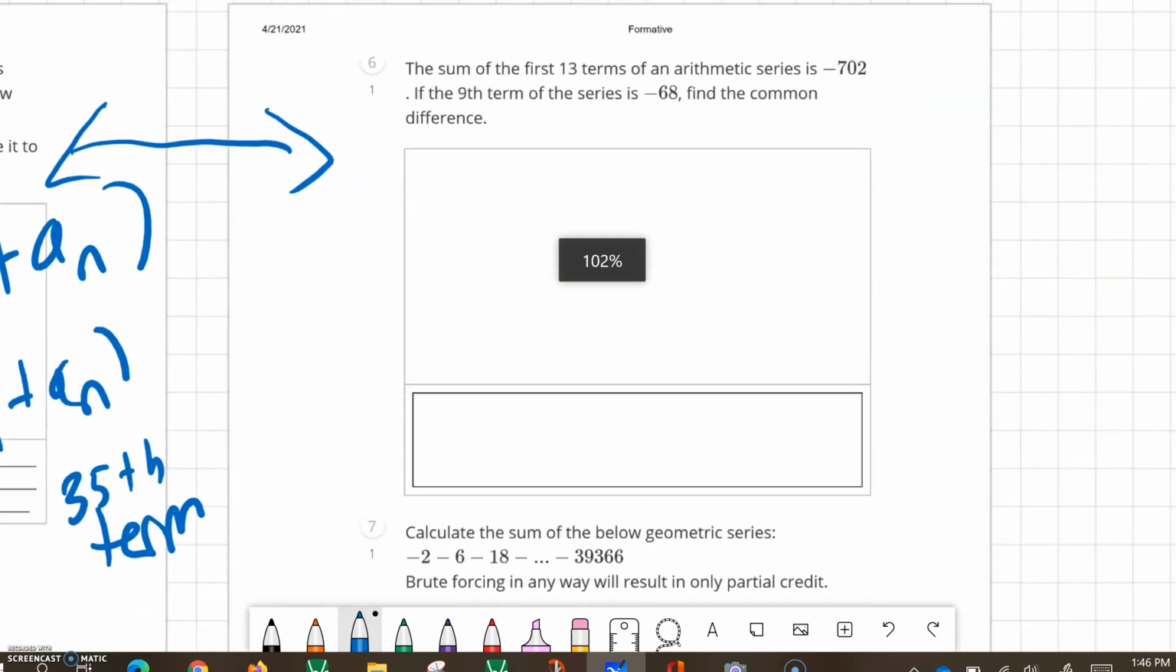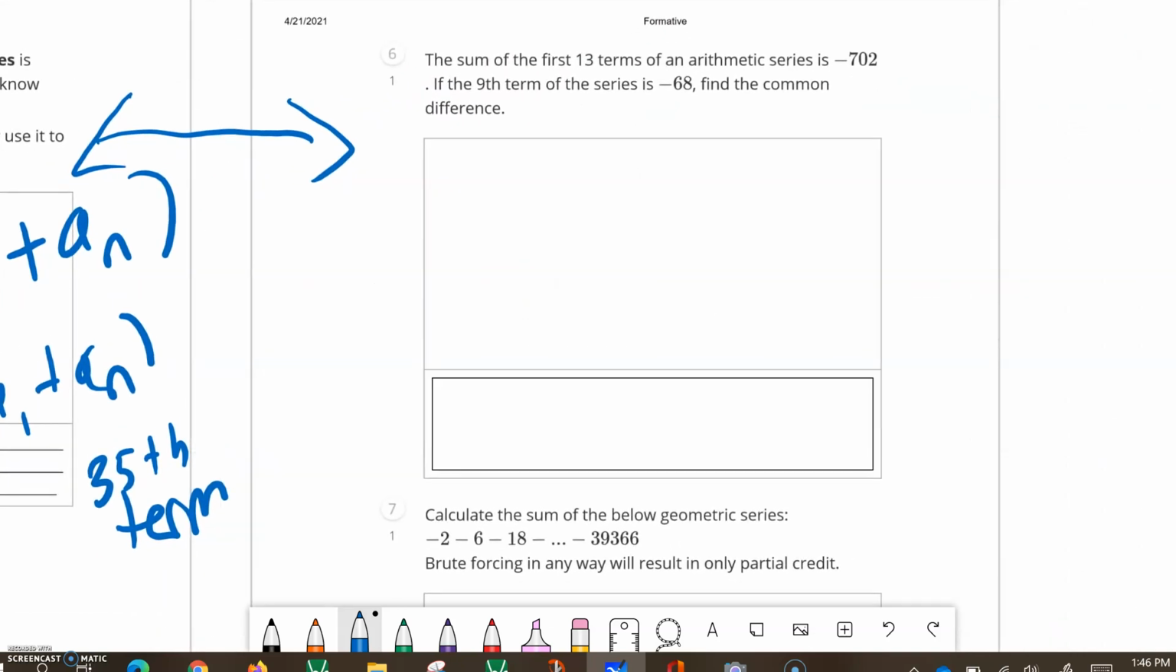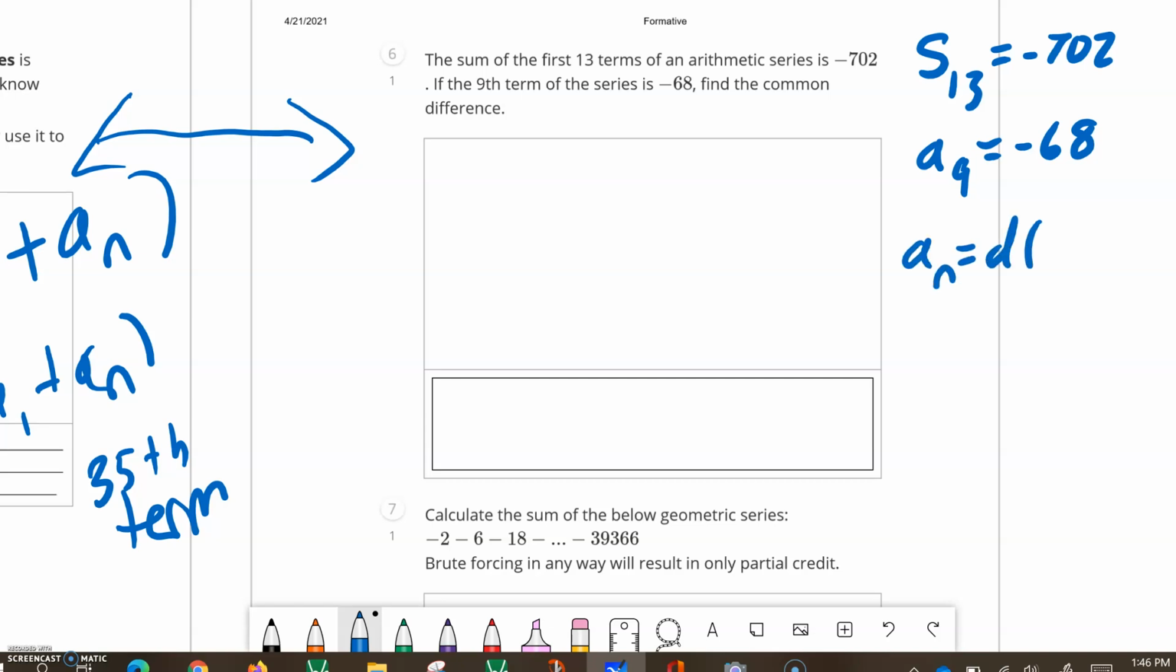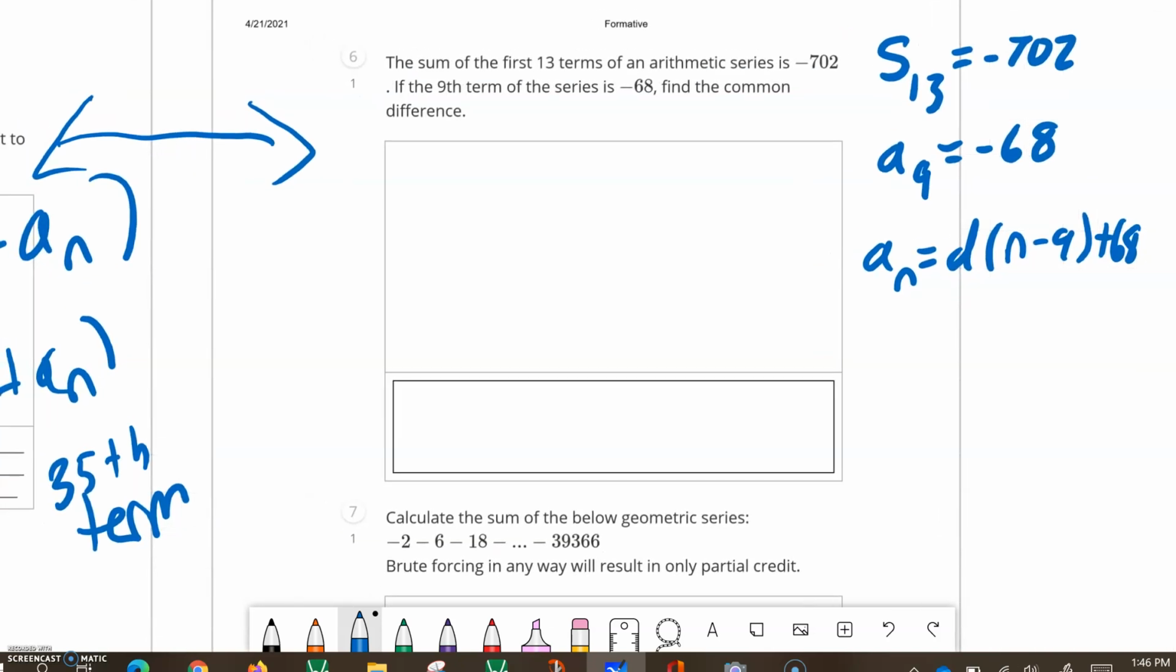So number 6, this one's probably one of the harder ones on the actual test because they're telling you the summation of the first 13 terms is equal to this. They've told you that the 9th term is equal to negative 68, excuse me. And then now they want you to find the common difference. Well, let's think about what you have and what you don't have. You don't have the common difference. You do know the 9th term, so technically you can write it as d times n minus 9 plus negative 68, right? You could write the explicit equation like that. We just don't know what the common difference is.